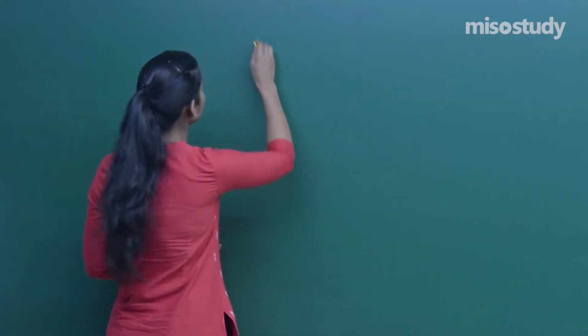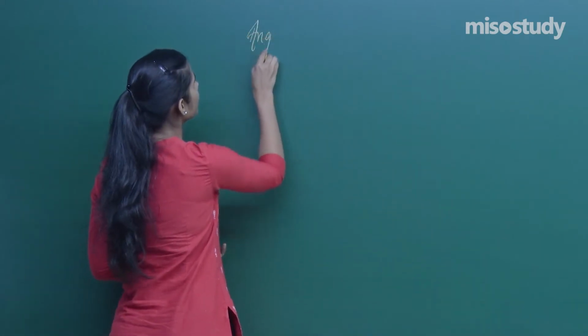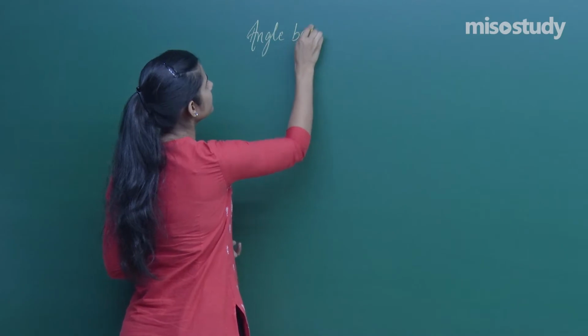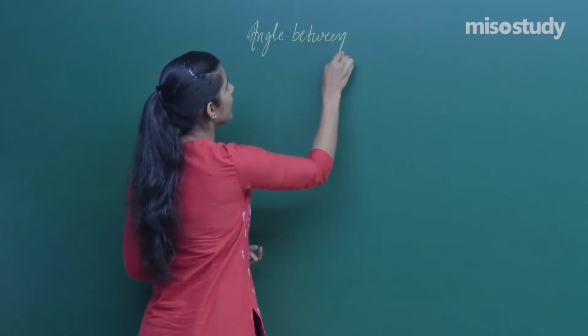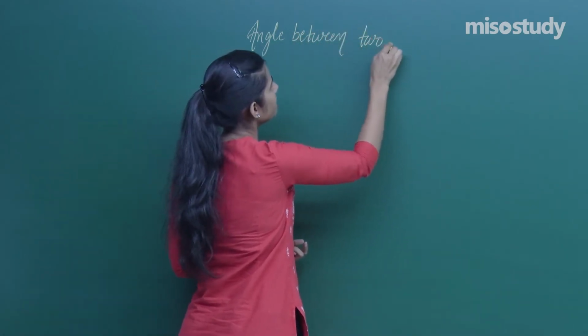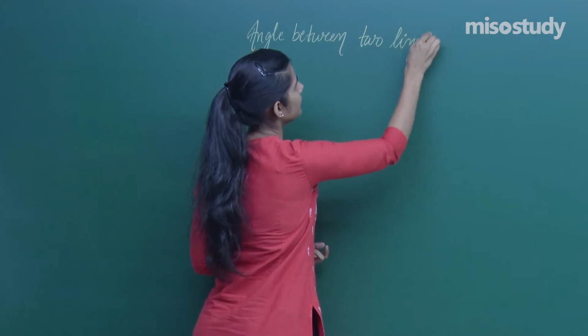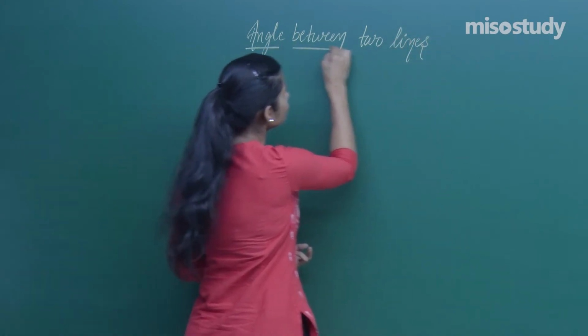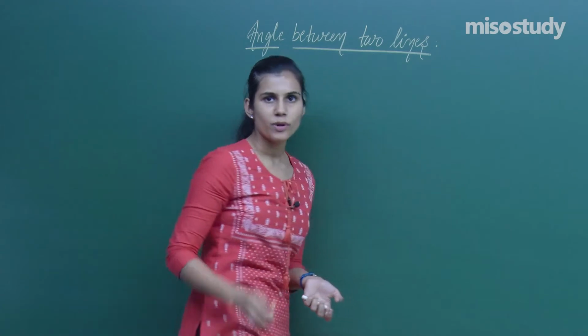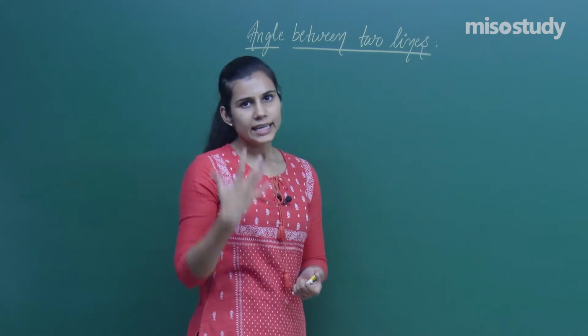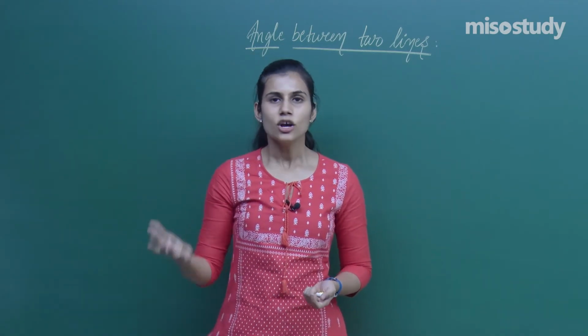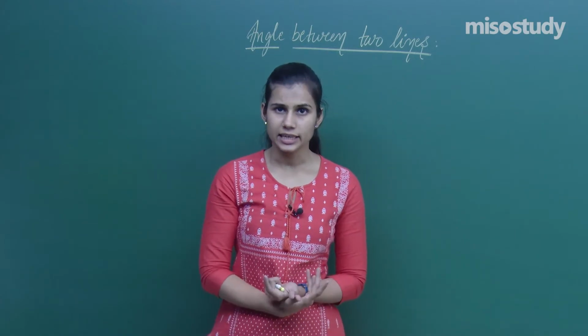Another application of slope is there. What is it? It is to find out the angle between two lines. Another very important and beautiful article. Now see, whenever you draw two lines in a plane, either you draw them to be parallel lines or you draw them to be intersecting lines.